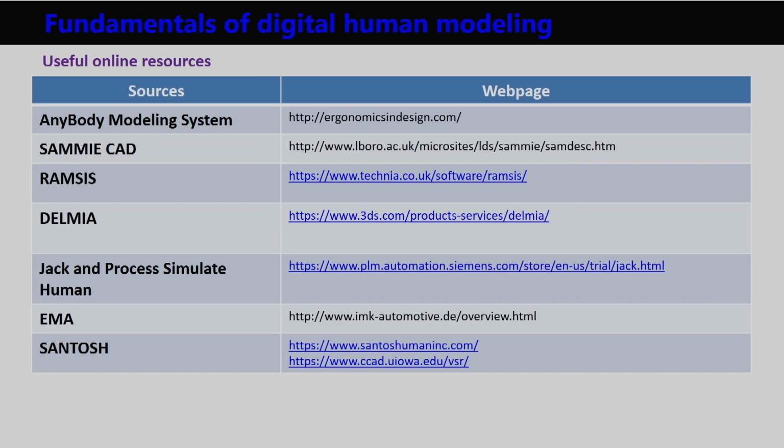So, in this slide we are presenting some of the important online resources where we can get information about various digital human modeling software like Santos, SAMMIE, Jack, Delmia or ANSYS. So, you can explore these web links for knowing more about the software.